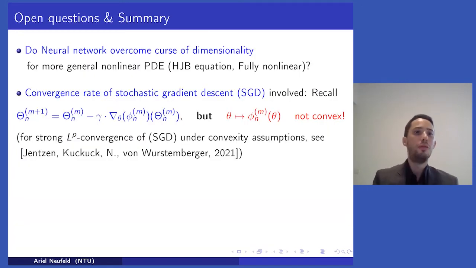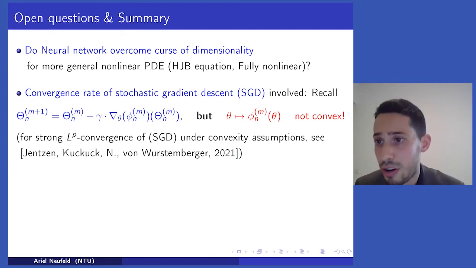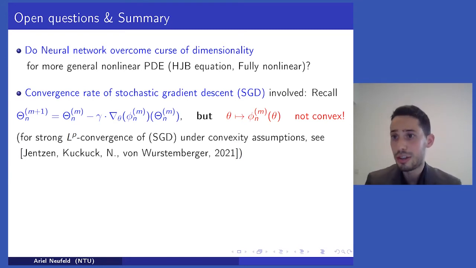So, open questions, as already mentioned. First of all, can we also really prove that neural networks overcome the curse of dimensionality for more general nonlinear PDEs, HJB equations, or fully nonlinear PDEs? Because if you have an optimization problem from stochastic control theory, typically your nonlinearity will not only be in the solution V, but also in the gradient, which is not covered by the theorem just presented.